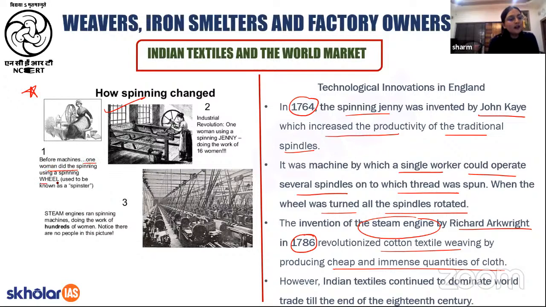So students, before the coming of the spinning jenny, one woman did the spinning using a wheel. So you can see this particular image. There is one single wheel, there is one single thread here, and she is spinning that particular thread.